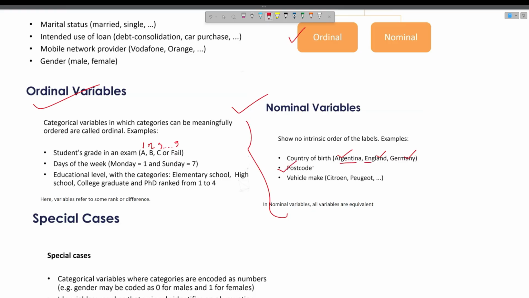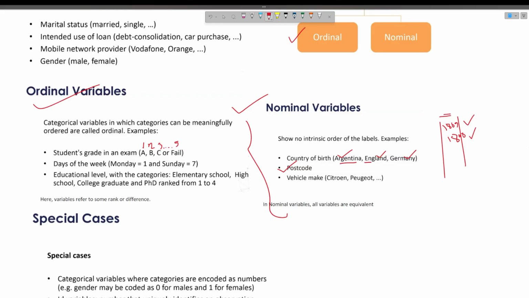Same as the postcode. If we have a column which has postcodes, obviously the postcode refers to some place, but depending on the value, maybe one is 1809 and another 1800, this 1800 is not higher in rank than that one. It's basically defining some area, right? Same goes for vehicle make.